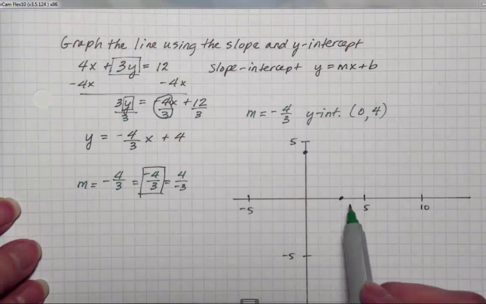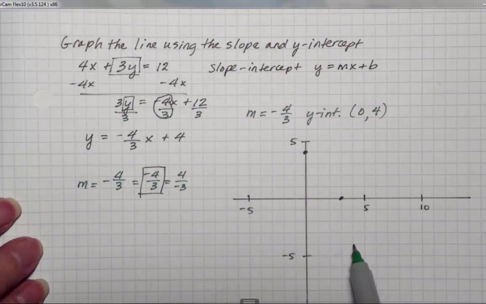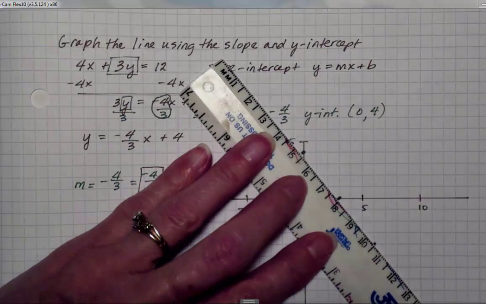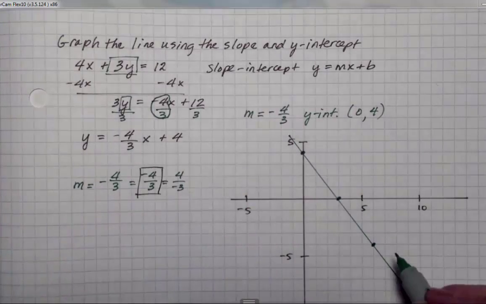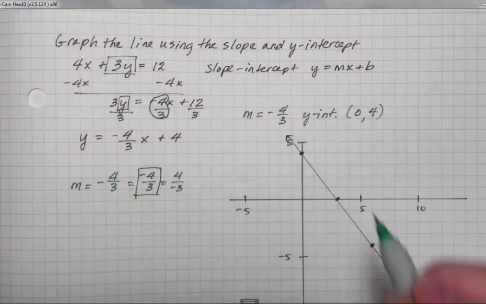Then if I want to find another point, I'm going to continue from this one. 1, 2, 3, 4, 1, 2, 3. And you could continue going on in that direction. We have 3 points. They're going to all line up pretty nicely, so I don't see any reason for us to continue graphing any more points. And there is the graph of our line.